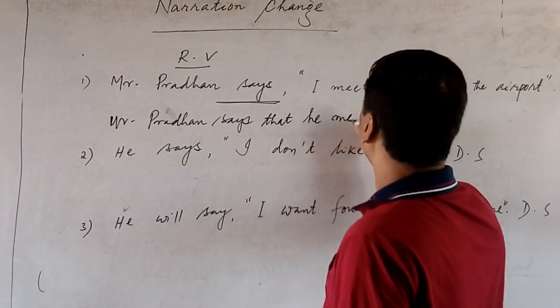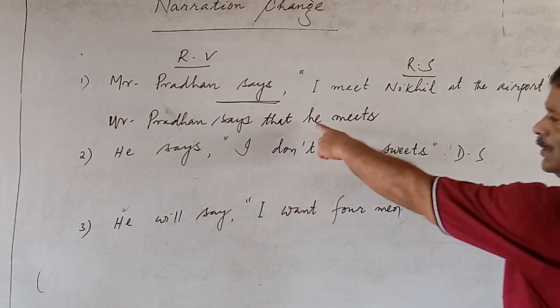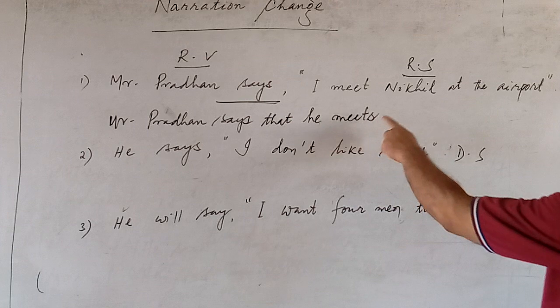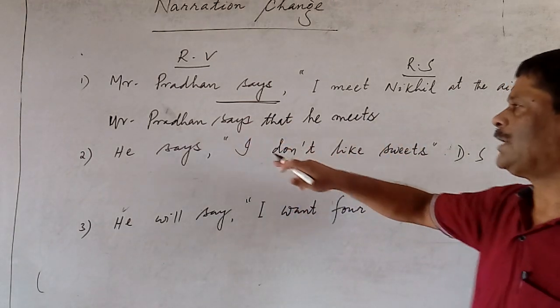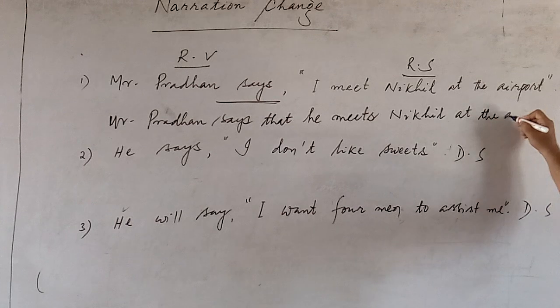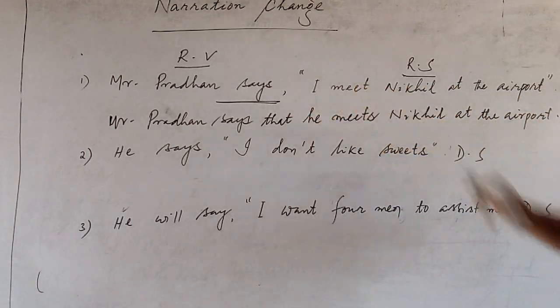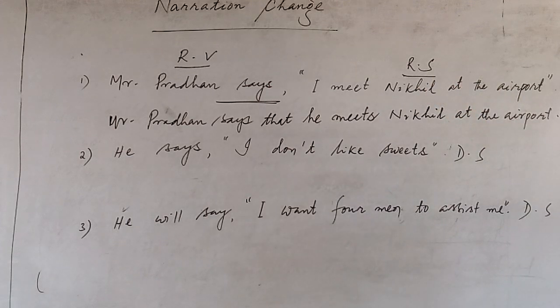I will change into he. But he, as it is in present tense, present form of the verb. As here the subject is third person singular number, we use s or es. Here we have used s. Mr. Pradhan says that he meets Nikhil at the airport. Full stop. See, we have not used inverted commas in indirect speech. But what do we use in direct speech? We use comma and inverted commas. We use inverted commas only to keep the exact words of the speaker within inverted commas or in quotation. Understood? Now let us go through the second sentence.